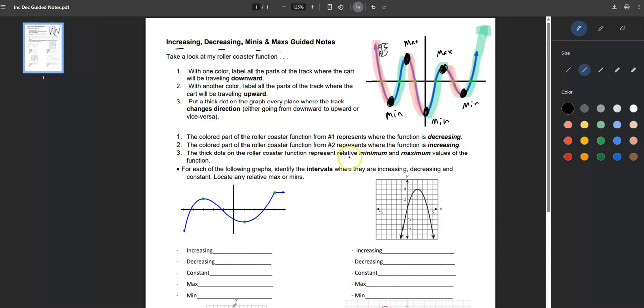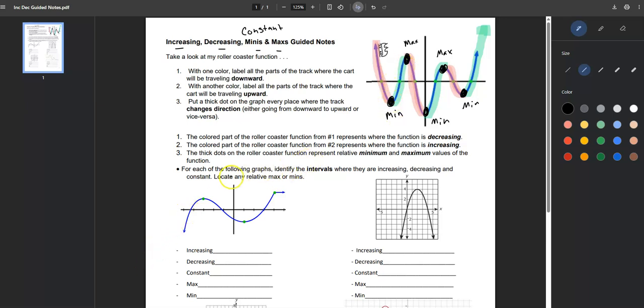Okay? And then if it doesn't increase or decrease, it's going to be constant. And it's constant when we have a flat line, which on this graph I don't have any constants. Okay? And we're just going to communicate this using the x-axis. Okay? So we're going to get down to this bottom part. I just wanted you to understand that when it goes down, it's decreasing. When it goes up, it's increasing. And those changes of directions are max and mins.